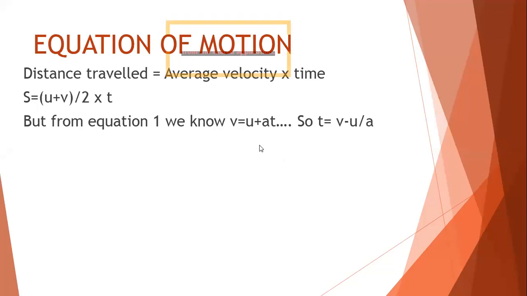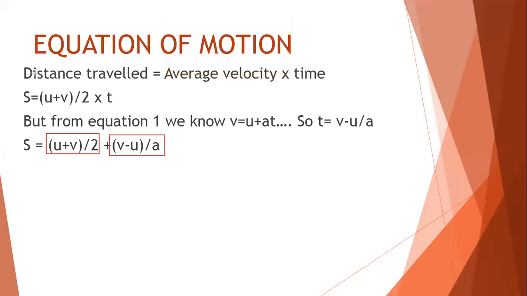Now what we will do, we will substitute this value of t in our equation, that is s is equal to u plus v upon 2 plus, understand, this is our normal part, this is my average speed, plus what is this? This is the substitution we did for time. So t is equal to v minus u upon a. So instead of t we have written v minus u upon a.